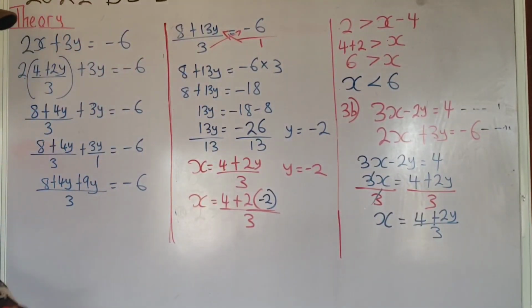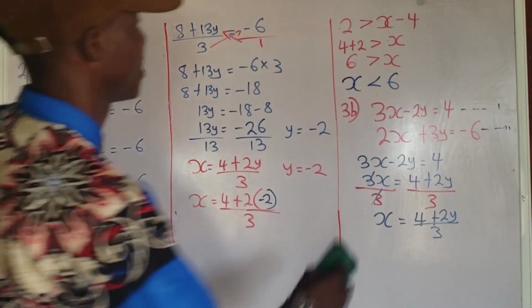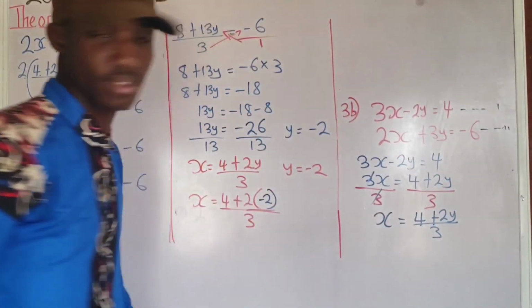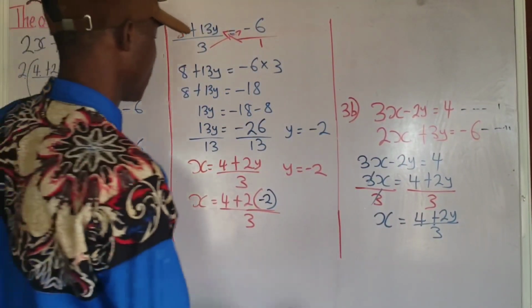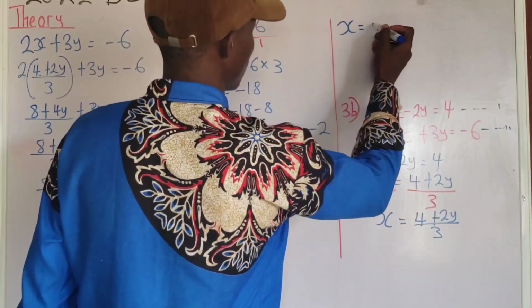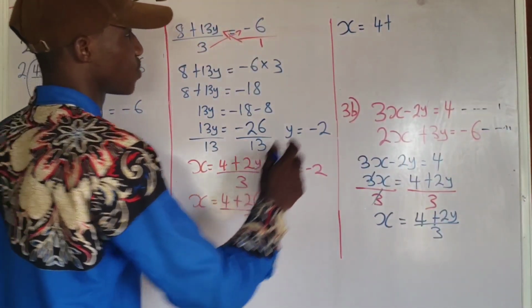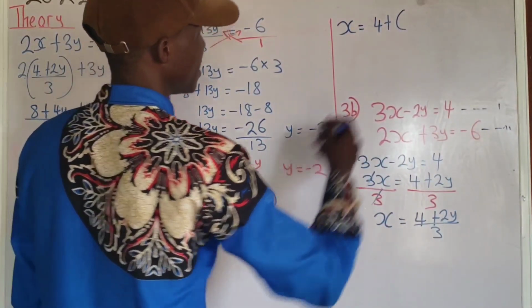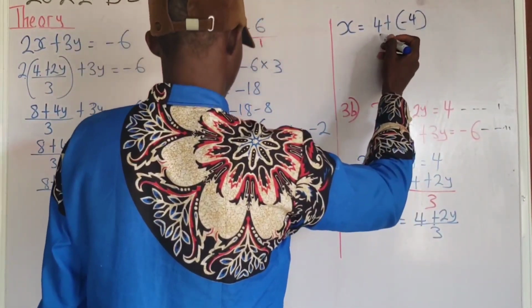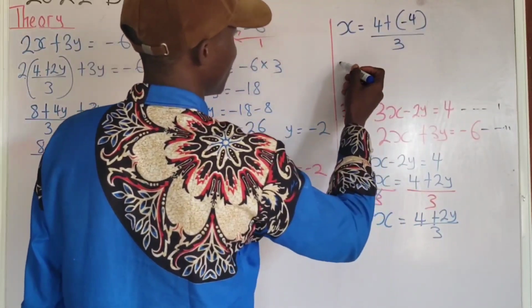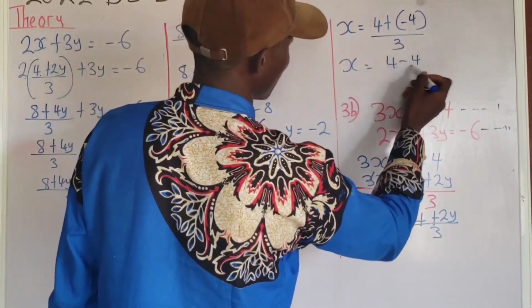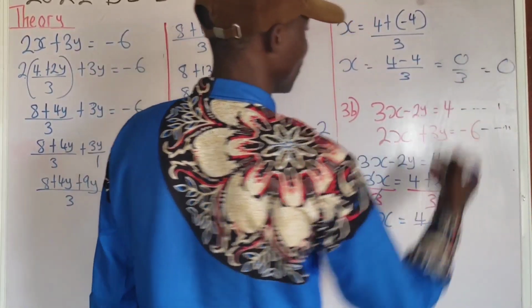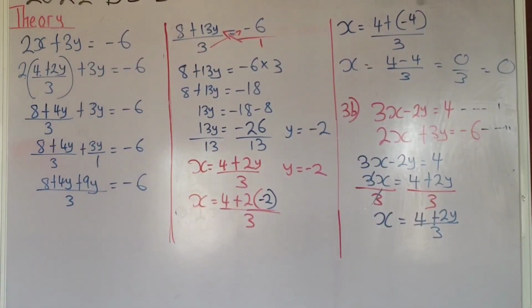So for this, pay attention. I'm going to have x is equal to 4 plus 2 times negative 2, that is what? Negative 4. So 4 plus negative 4 all over 3. x is equal to 4 minus 4 all over 3. That is 0 over 3, that is 0, okay? So x is 0 and y is equal to negative 2.